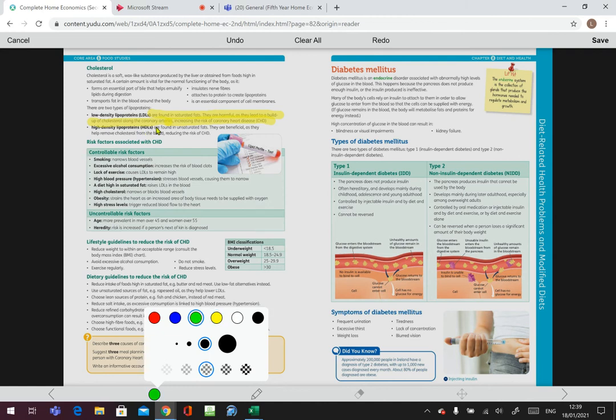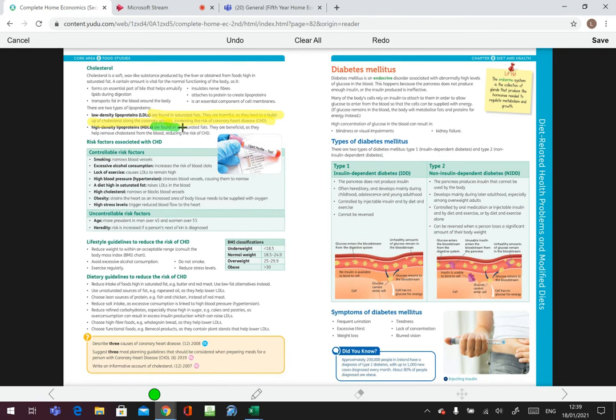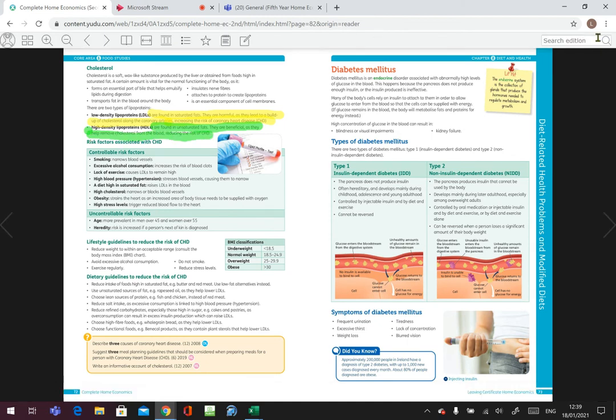HDLs are found in unsaturated fats. They are beneficial, so high is good. It removes the bad cholesterol from the blood, and it reduces our risk of coronary heart disease.